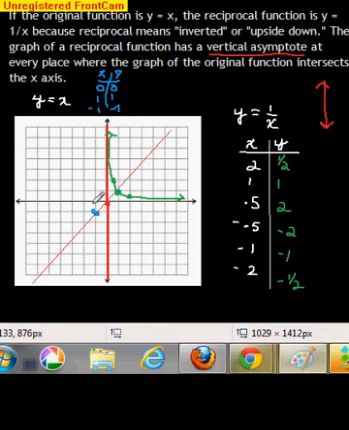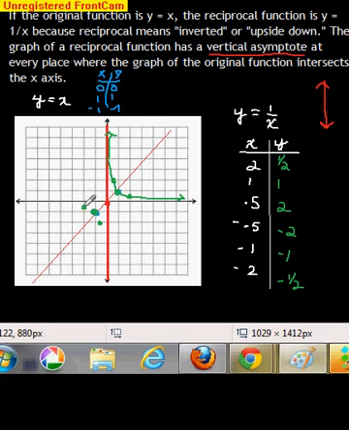So we get negative 0.5, we're going to get negative 2 right here. We're going to get negative 1, negative 1. It's right here. And 2, negative 1/2.